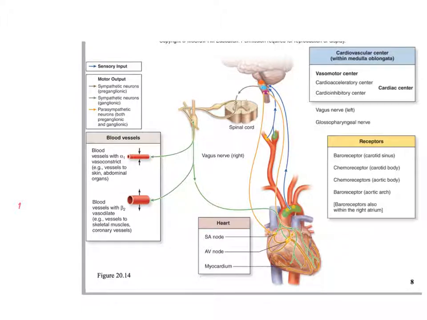What do you think the cardiac center controls? Heart rate, right? So within the cardiac center, you have a cardio-acceleratory center and a cardio-inhibitory center. What's the cardio-acceleratory center going to do? Increase heart rate, which leads to what? Increased cardiac output. Okay? Now the cardio-inhibitory center is going to decrease heart rate, which leads to decreased cardiac output. All right? Good.